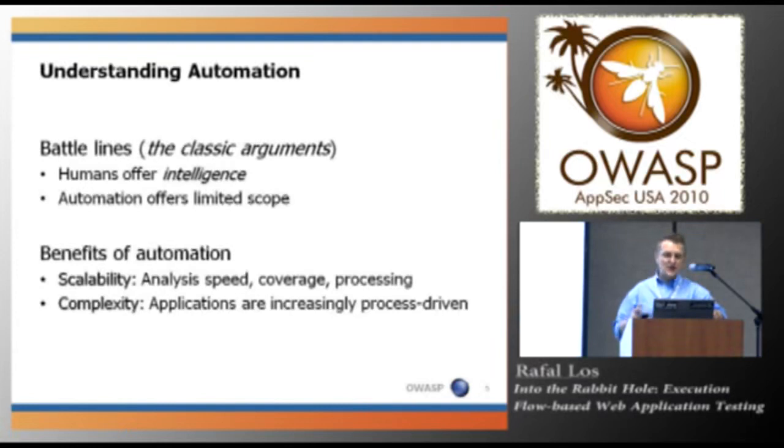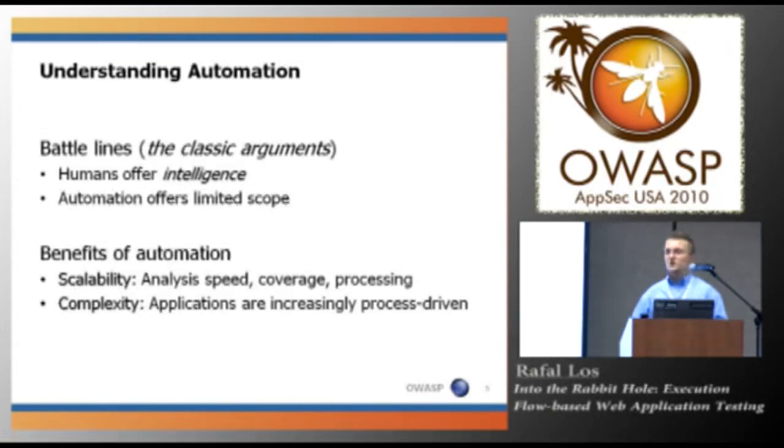Full stop. Automation will offer you limited scope. Right? It's going to offer you the ability to test and do what somebody has already programmed it to do. So the idea that automation is going to find things that are previously undiscovered, while it seems like a nice idea, I haven't seen that work in practice.